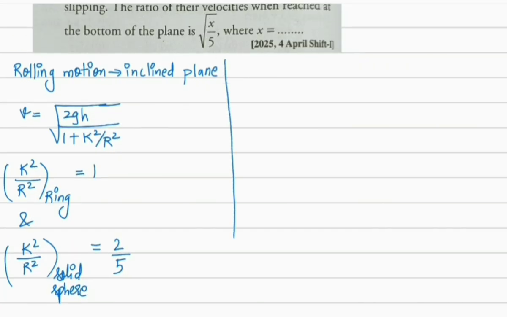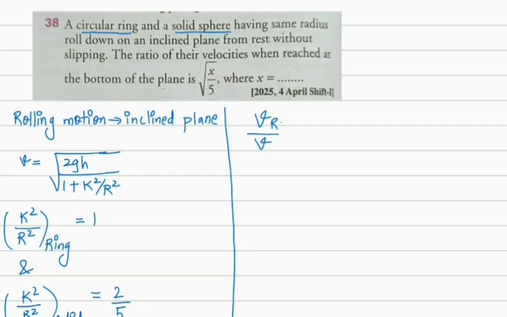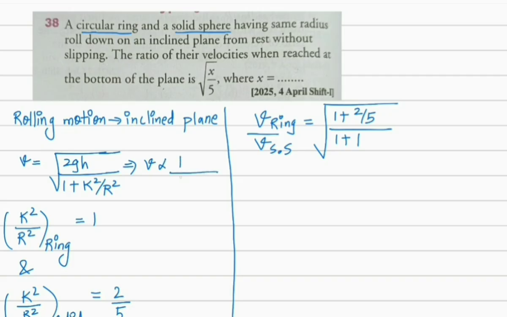This simply means the ratio of velocity will look like this: v divided by v, right? It's the ring divided by the solid sphere velocity. So this will be root of, students, 1 plus k square by r square for the solid sphere, which is 2/5, over 1 plus k square by r square for a ring, which is nothing but 1. Just as you can observe, 2gh everything is constant, so v will be inversely proportional to the square root of 1 plus k square by r square. Obvious? That is the reason on the LHS I found the velocity ratio of ring divided by solid sphere, but on the RHS I took solid sphere divided by ring because the relation is inverse.